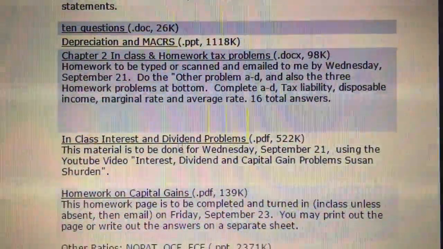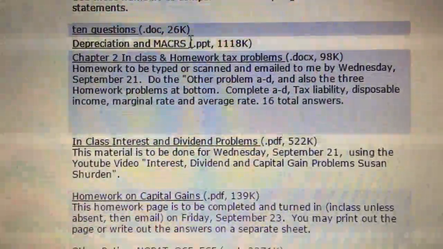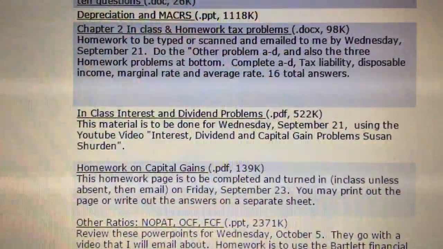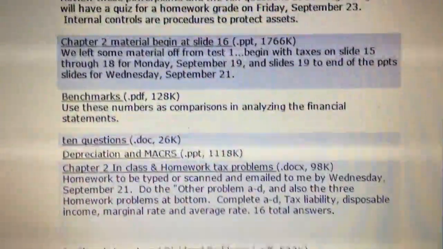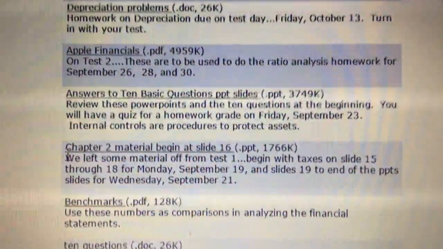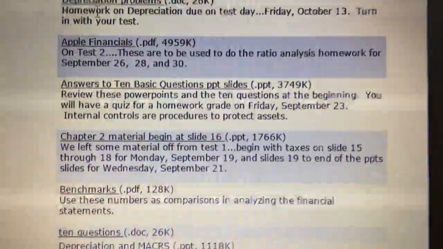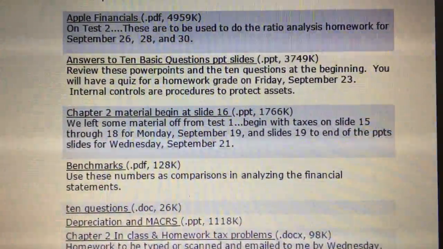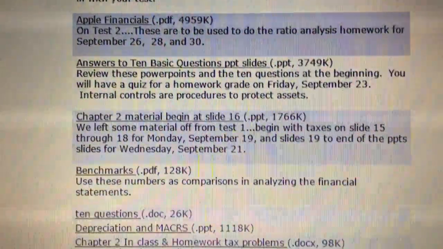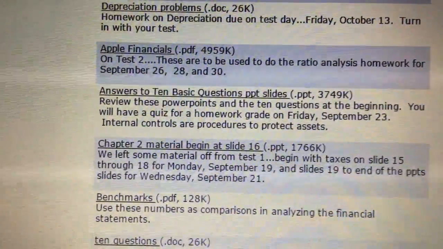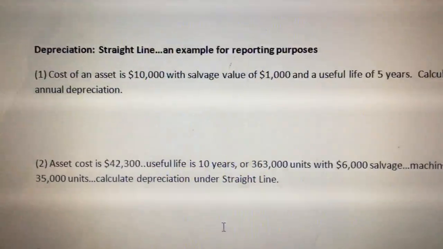Let's go back up. I want you to get that depreciation PowerPoints, and I want you to pull up the problems. Okay, that's the PowerPoints. Come on up to the problems. Again, I don't know why they don't load in a certain order. Okay, let's take a look at the problems, which I'm going to work down at the bottom. Okay, the examples are also on the video.